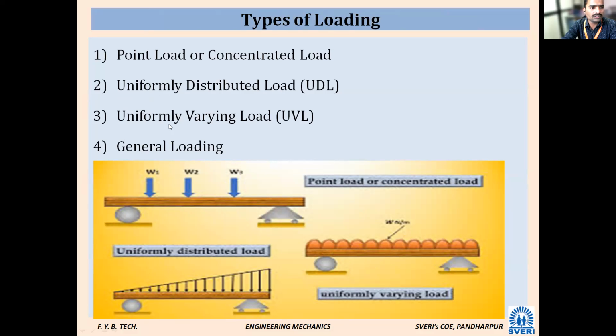Then the third one is uniformly varying load, UVL. In a UVL, one side is zero and the other side is maximum. This UVL is also called a triangular load. Next, the fourth one is general load. It may be any kind of load, either point load, UDL or UVL. That is general load.